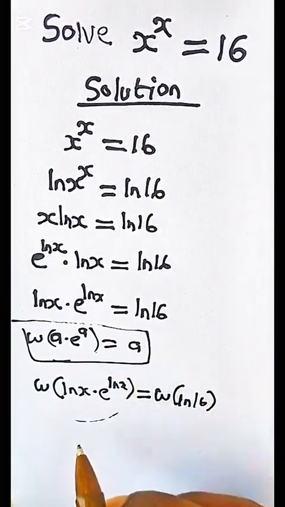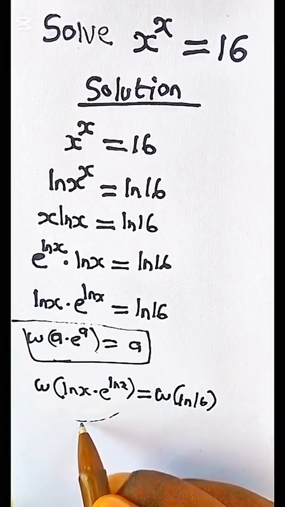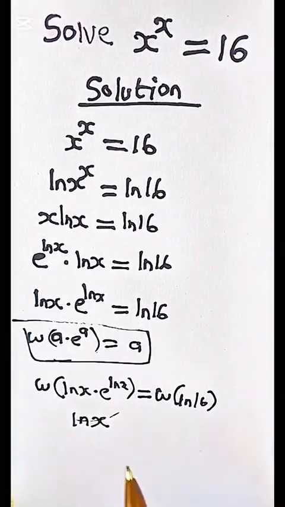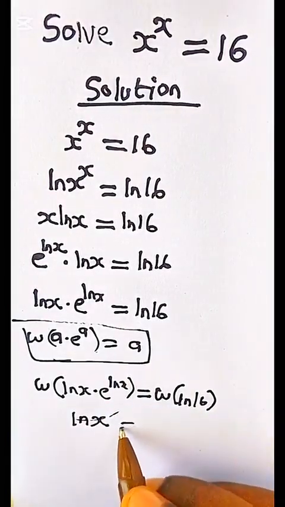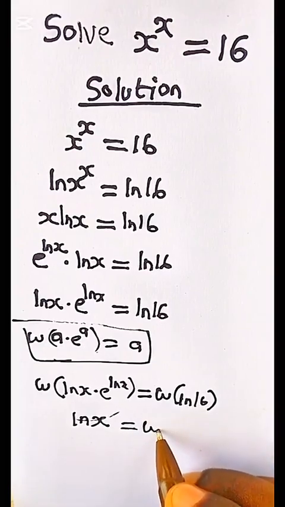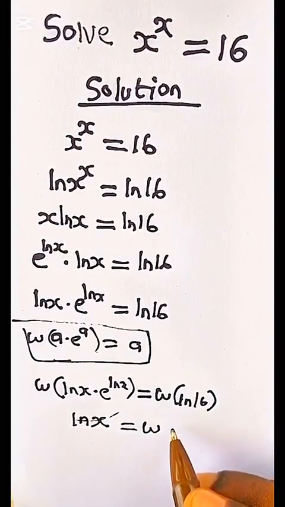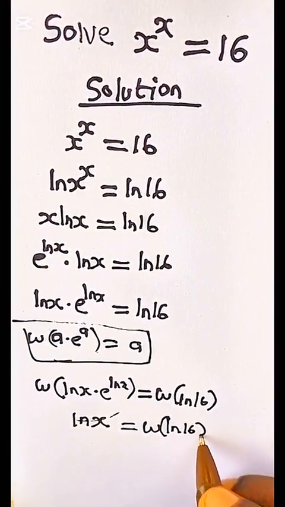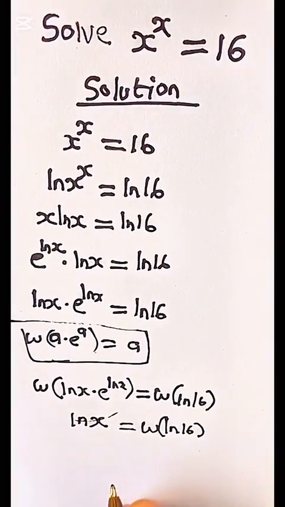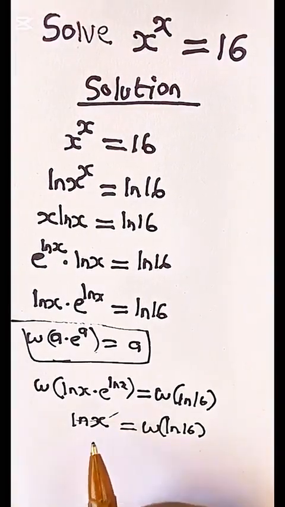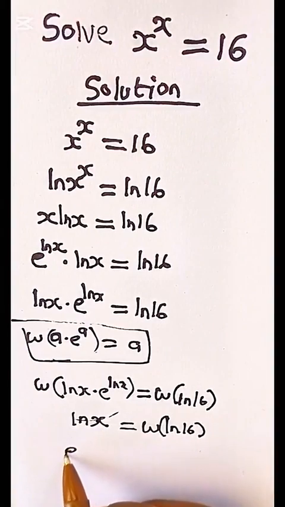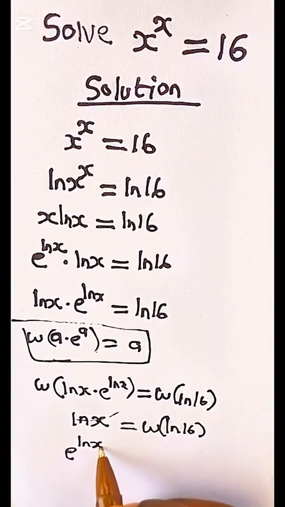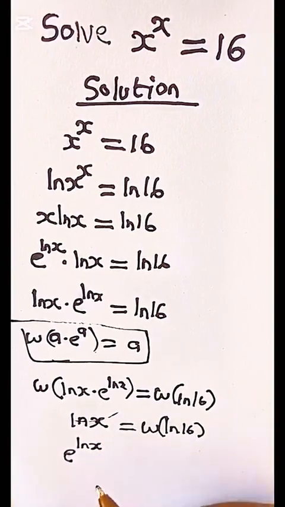this one now will become ln x equals the Lambert W function of ln 16. So how do I get x here? If you put exponential of ln x, it's going to give us x.